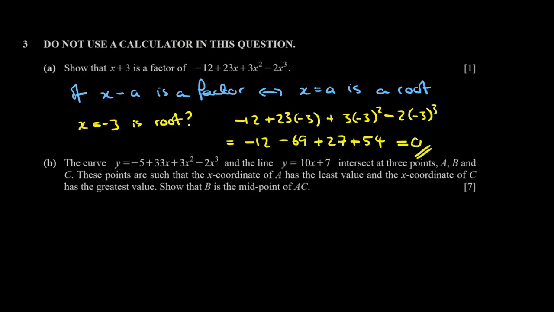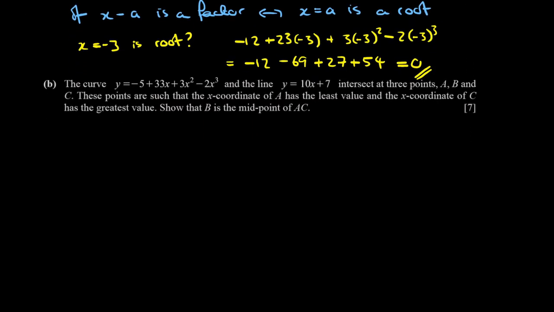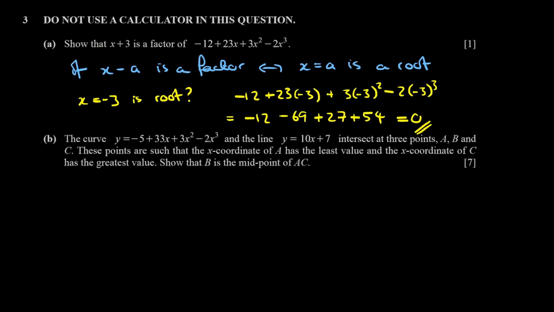And so therefore, because that's the case, we have shown that x equals minus 3 is a root. And because it is a root, we have also shown that x plus 3 is a factor. Okay, I know it's probably simple. It's only worth 1 mark, but I thought I'd just explain it anyway a bit more clearly. Okay, so we've got the curve y equals minus 5 plus 33x plus 3x squared minus 2x cubed. And the line y equals 10x plus 7 intersect at 3 points A, B, and C. These points are such that the coordinate A is the least value and the coordinate C is the greatest value. We want to show that B is the midpoint of AC.